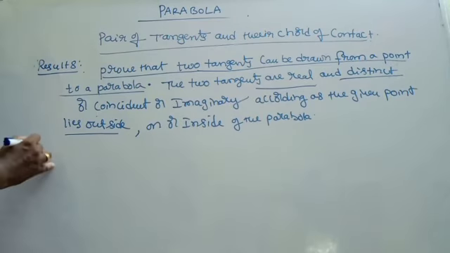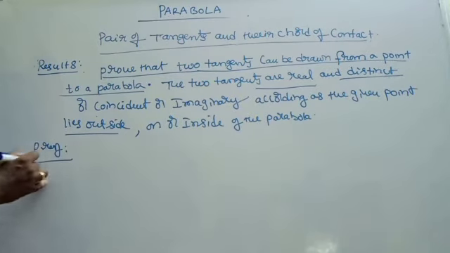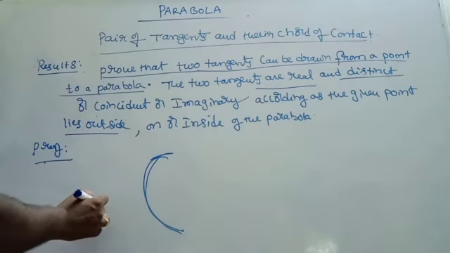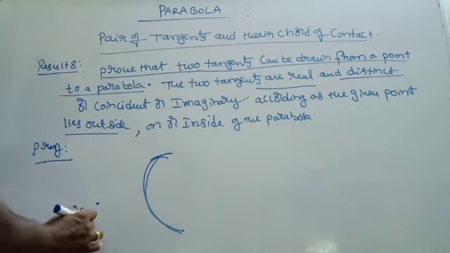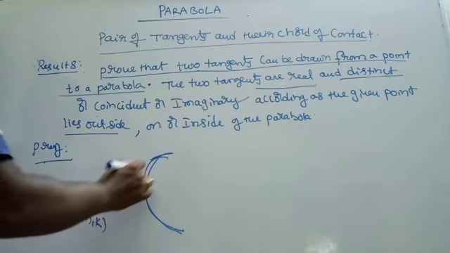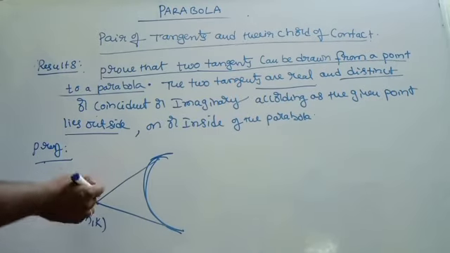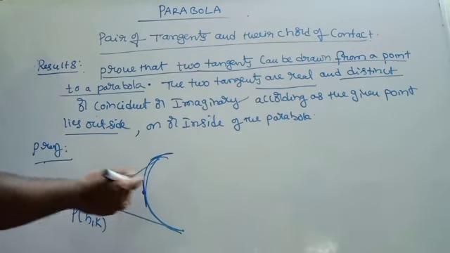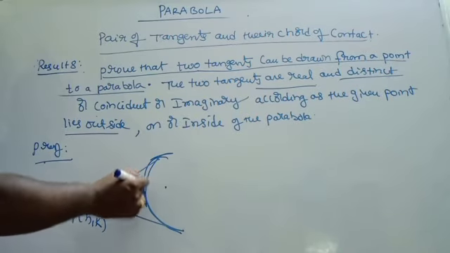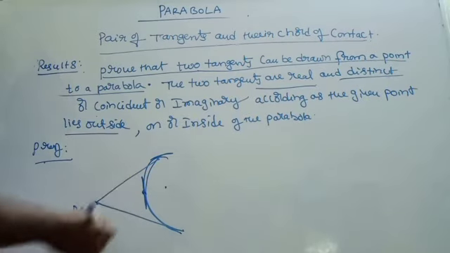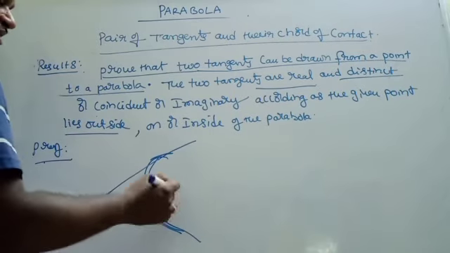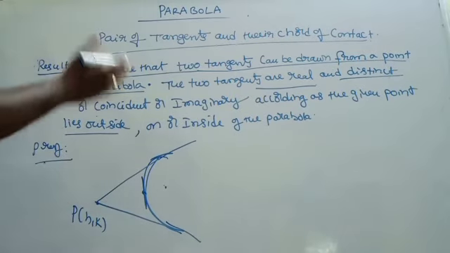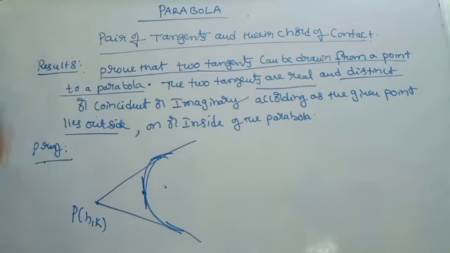Now see, my dear students, how we are going to do this in a detailed way. Suppose you are having a parabola like this, and you are having a point P(h, k) which is outside of it. When it is outside, you can draw two tangents. When it is on the parabola, the two tangents just coincide. If it is inside the parabola, you cannot draw any tangents at all. That is the total summary of this statement.